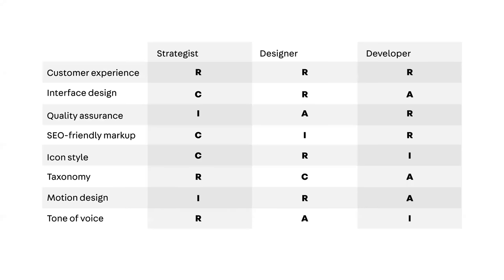And what you'll see is some rows have everybody, right? Top row, customer experience. Everyone is responsible for the customer experience: the strategist, the designer, the developer. But if you look at something like icon style, the developer might only need to be informed about the icon style, while the designer is responsible for the icon style, and the strategist might be consulted about the icon style. So this list says there is overlap between all of these things. Some people are responsible more than others for each of these.